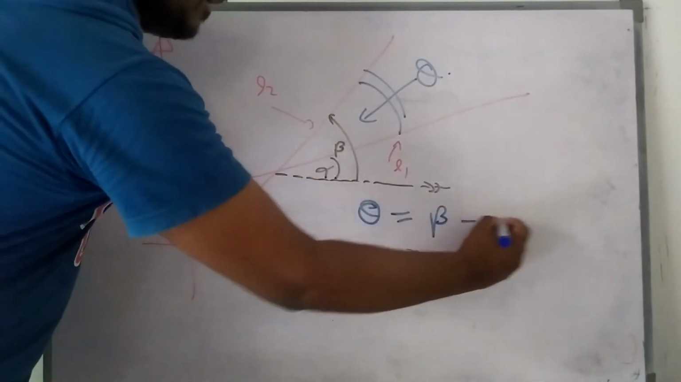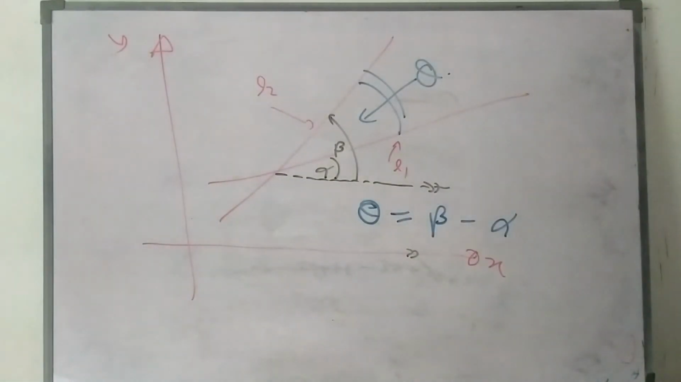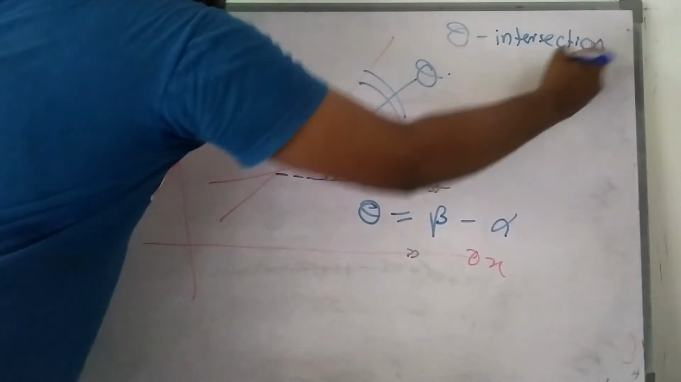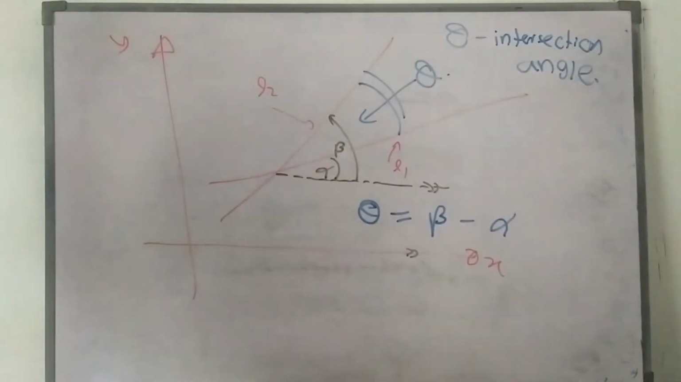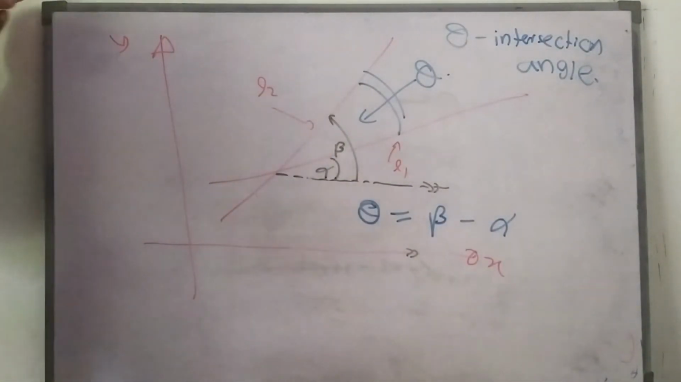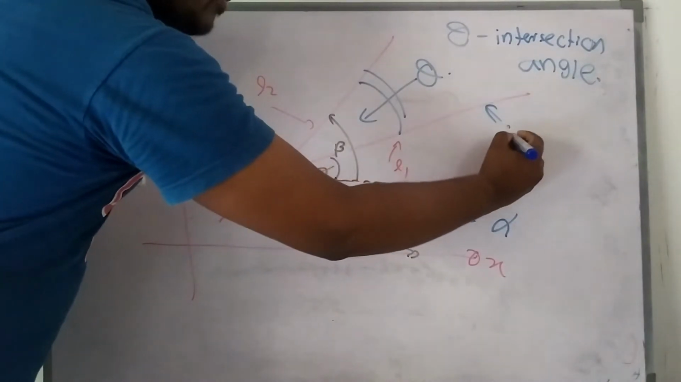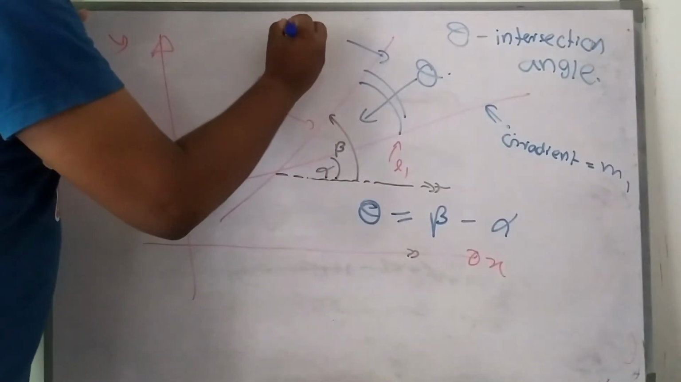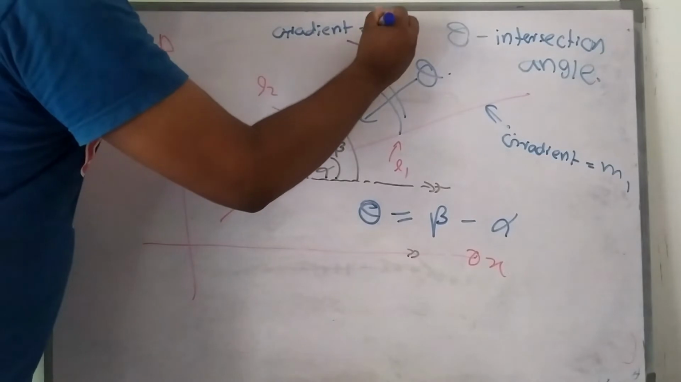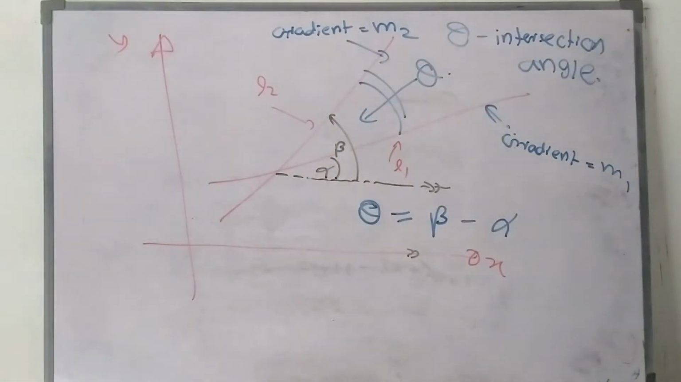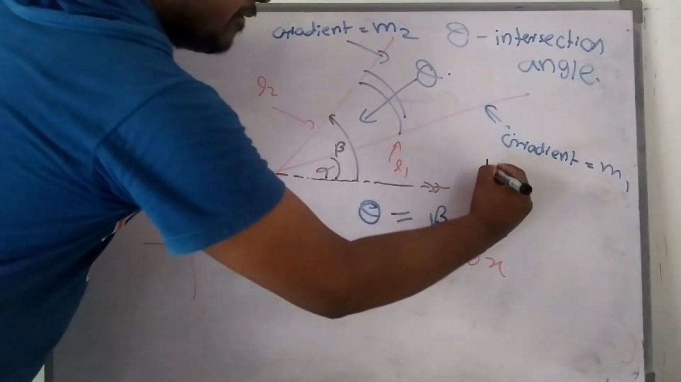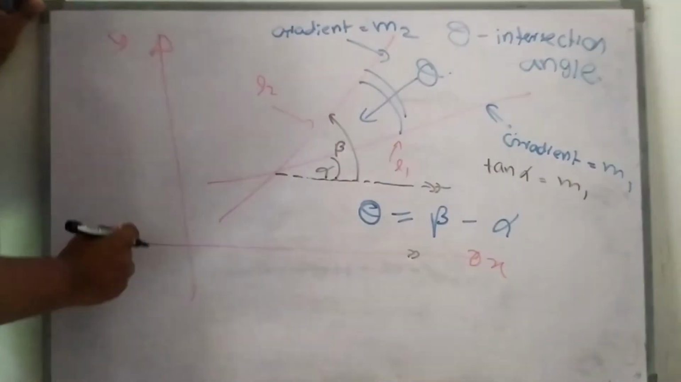Theta is beta minus alpha, where theta means the intersection angle. So what is alpha, what is beta? This is my straight line L1, so I assume its gradient is M1. This is my other straight line, whose gradient is M2. So the gradients are M1 and M2. Then what happens over here: tan alpha will be M1.